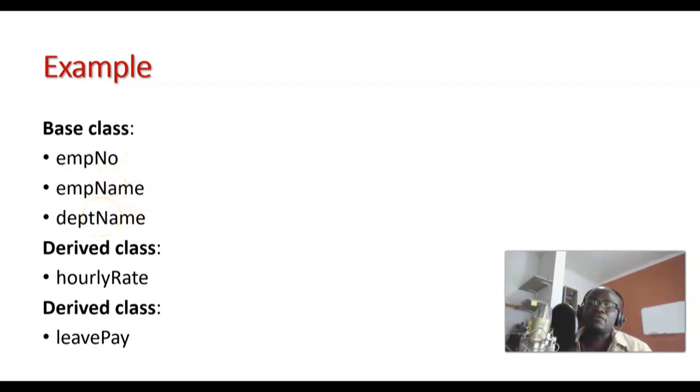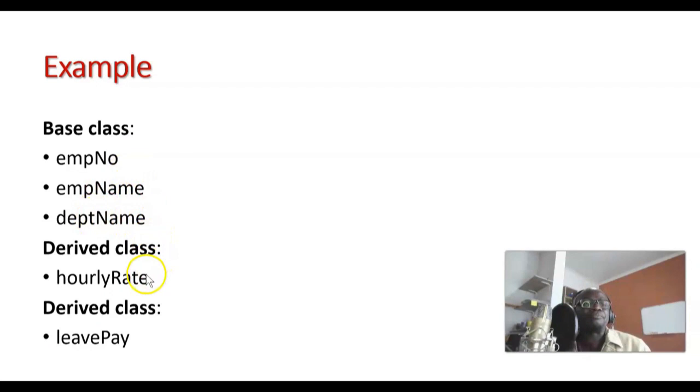But there are going to be certain fields which won't be common to the other classes. For example, hourly rate. That part-time employee is going to have a field of hourly rate because their payment is based on the number of hours they work, and that may not apply to a full-time worker. Likewise, a full-time worker can be entitled to leave pay, which does not apply to a part-time employee. But there are things which both these classes share, and that is employment number, employment name, and department name.